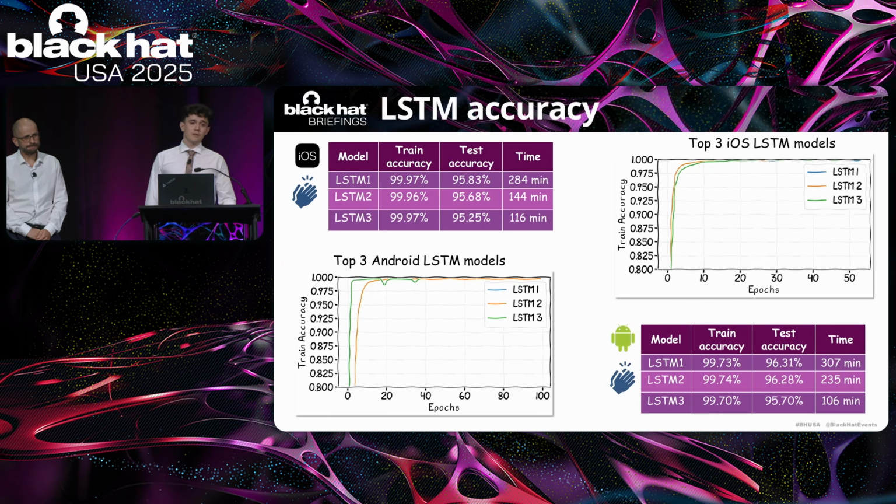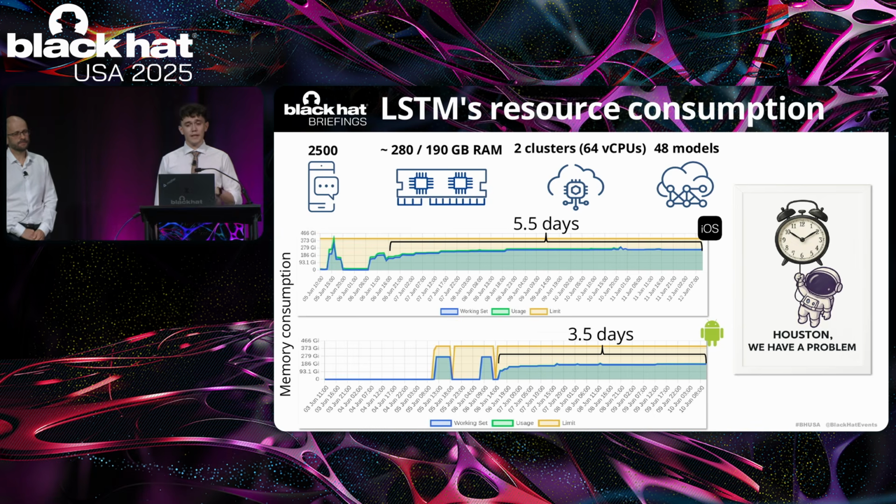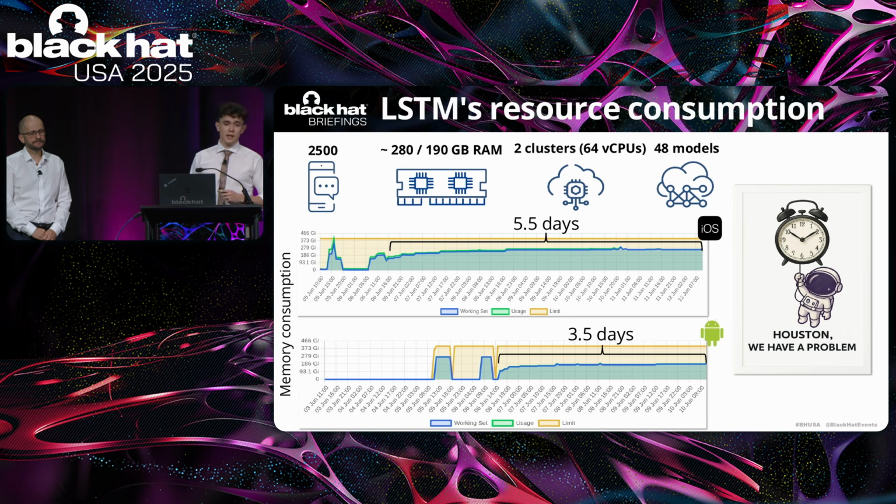We put a selection of LSTM models to the test, and surprise, the best test accuracy was around 96% for both operating systems. So we can track user devices by leveraging machine learning. Of course, with machine learning, there come certain issues. Training 48 models for each OS for 2,500 devices took around 280 gigabytes of RAM on iOS and 190 on Android. We used 2 computational clusters, 64 virtual CPUs, and a total of 9 days for both operating systems.